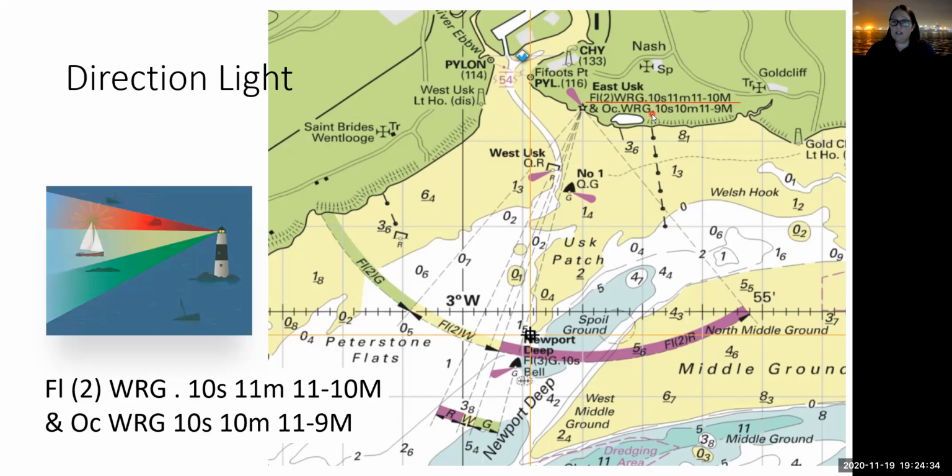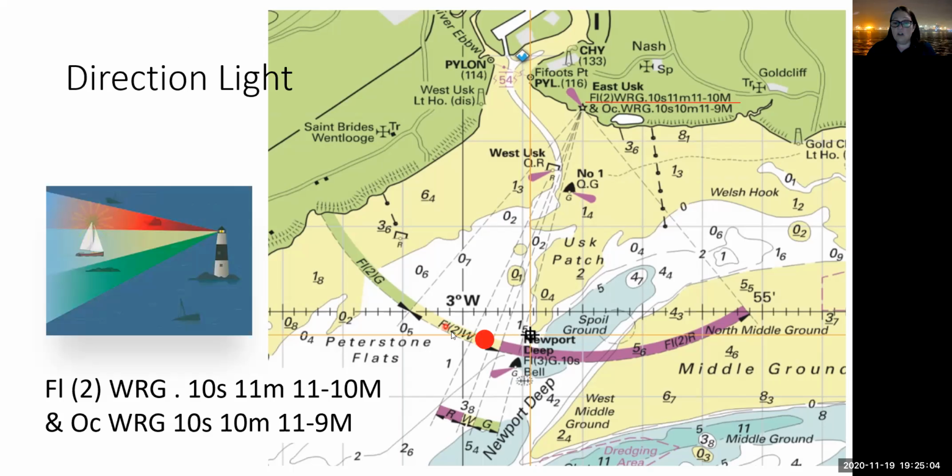And we've got an occulting white, red, and green over a period of 10 seconds, again 10 meters above mean high water springs, visible for a nominal range for the white light of 11, all the way down to 9 miles for this. So actually, if I'm traveling up the channel and I pop myself into, let's say, this spot here, realistically, what is the light that I'm going to see?